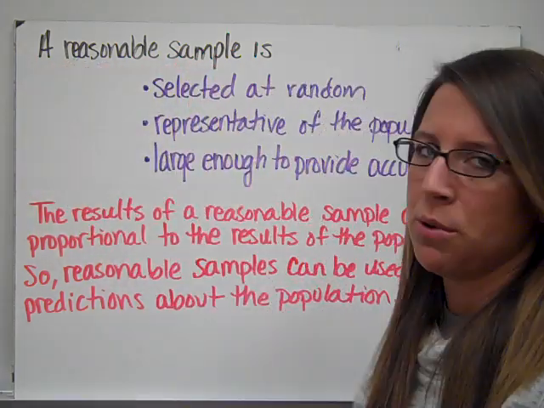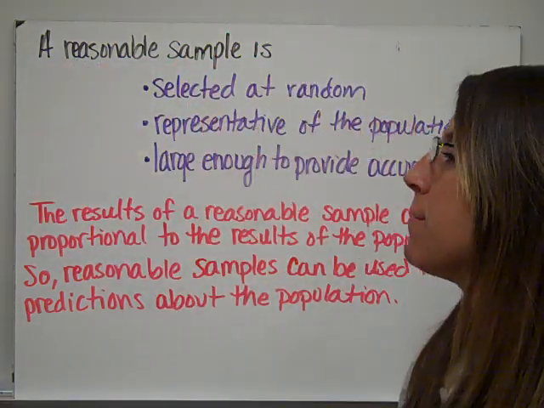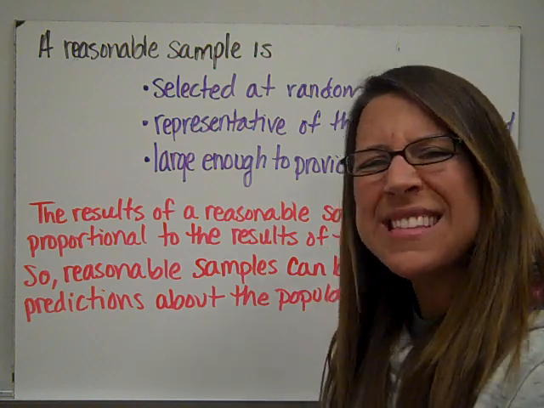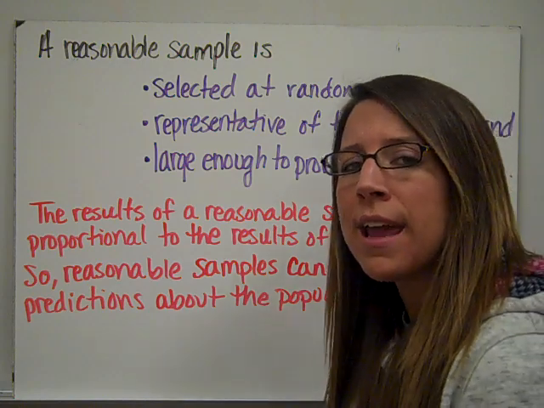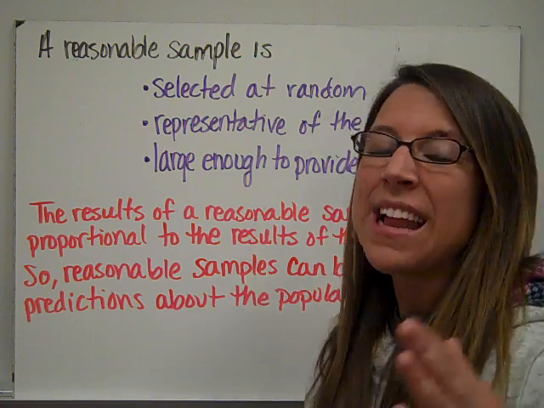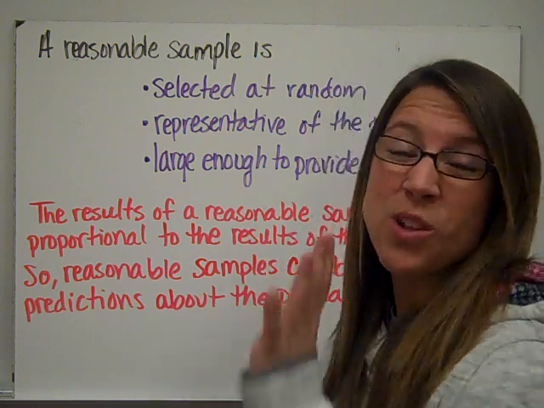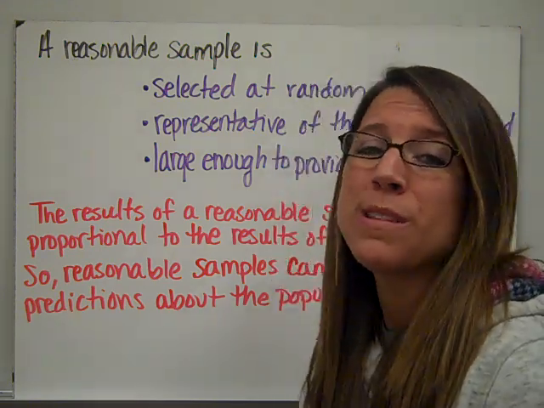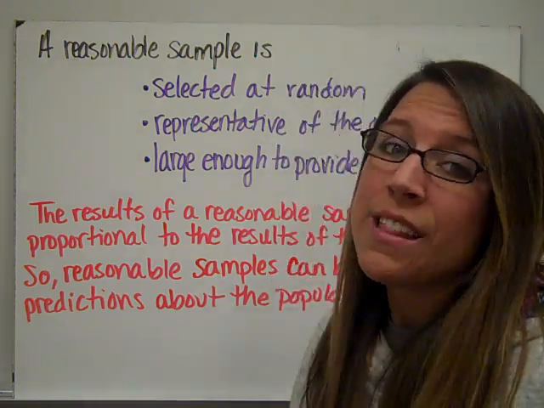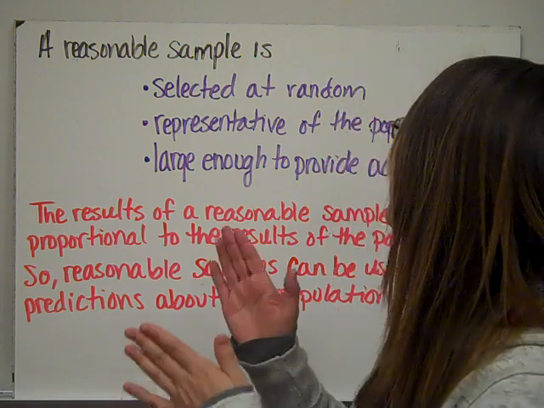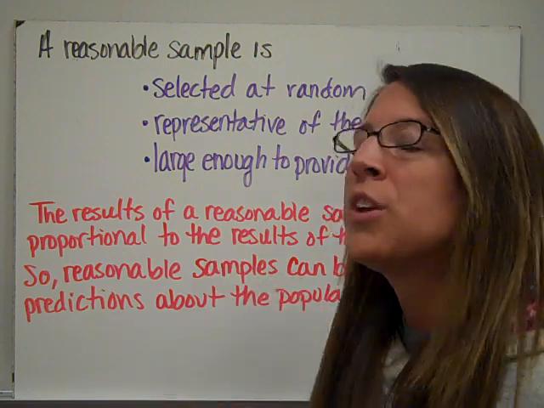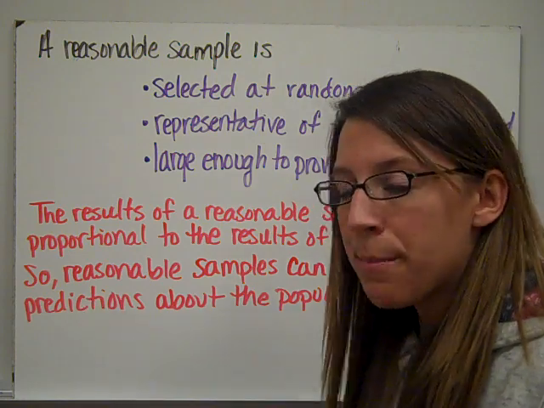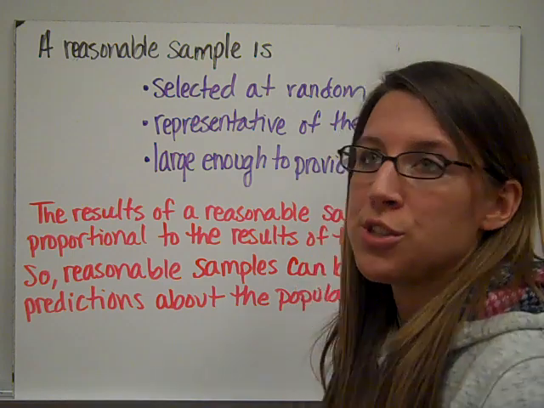So a reasonable sample is selected at random. I just touched on this. If only athletes were asked and 10 out of 50 were attending the volleyball game, then does that mean that 10 out of every 50 students in the whole school are going? Probably not, because the athletes are probably going to be more interested in the athletic event. So selected at random is a really good sample. Okay, so if students are randomly selected, you're going to get a better overall picture for all students.